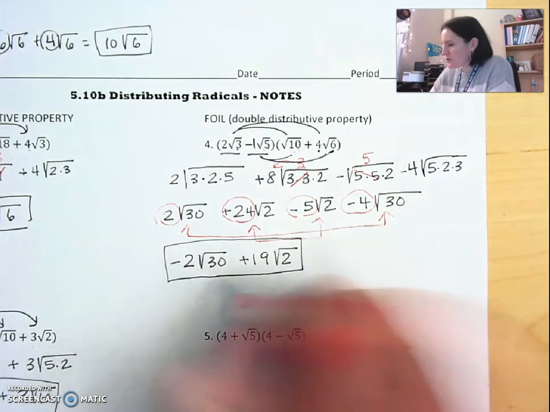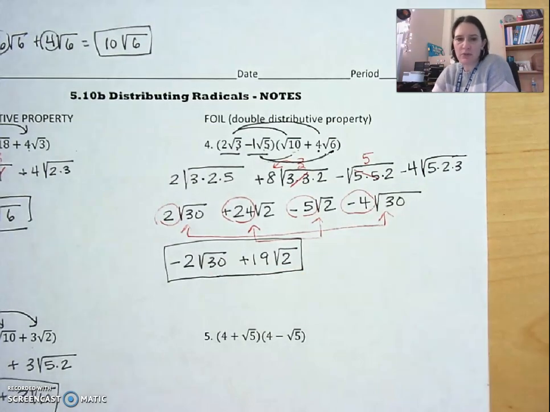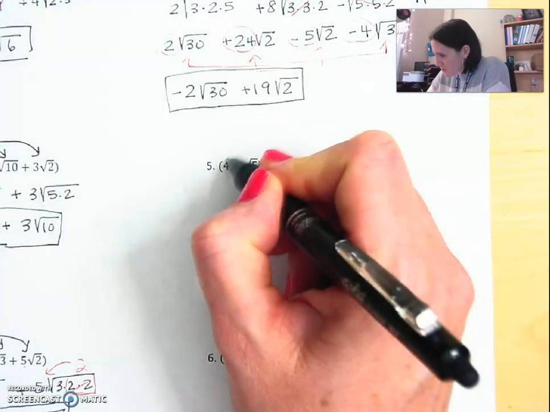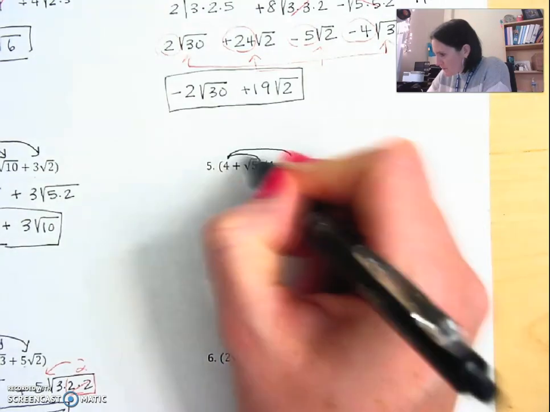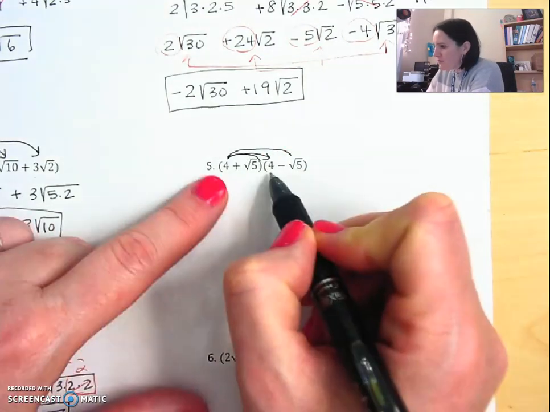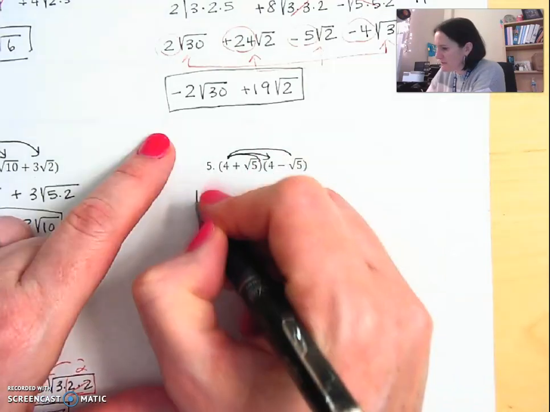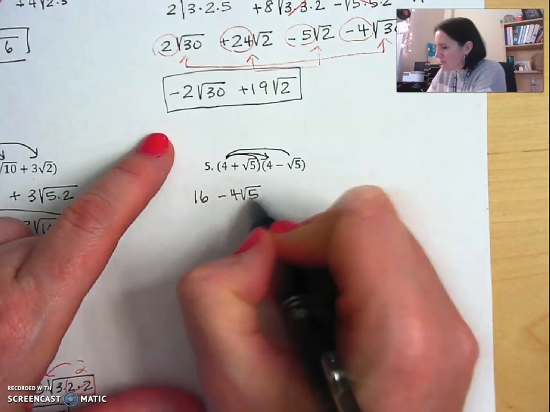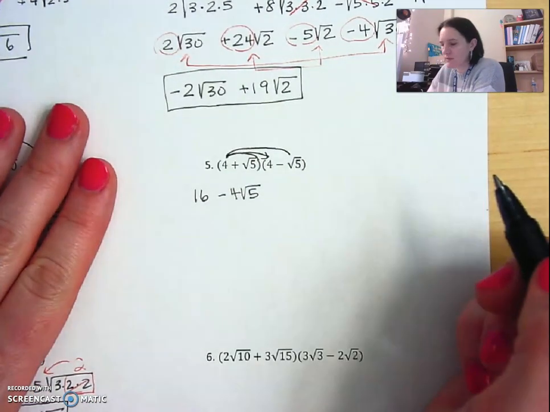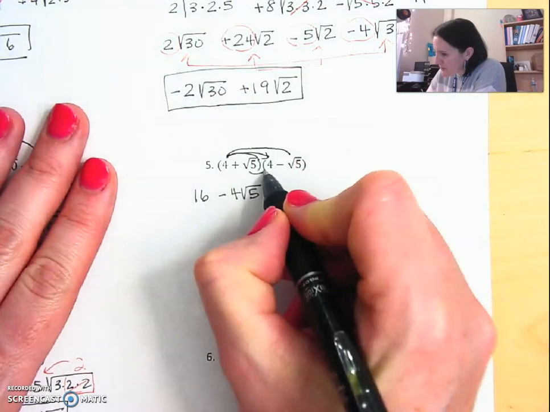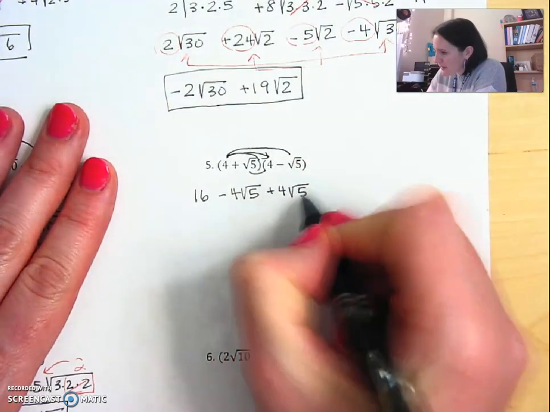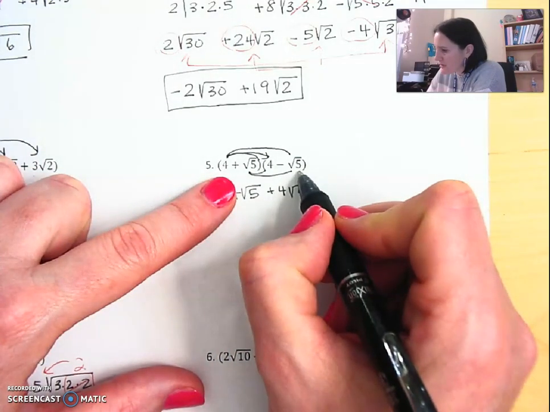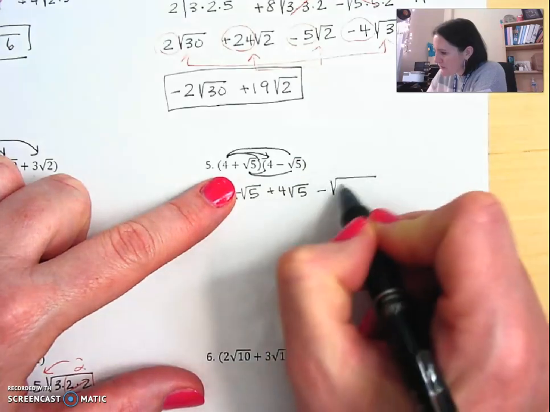So pause the video and try 5 and 6 before you watch the rest. All right, so number 5, we are going to start by distributing this 4. So 4 times 4 is 16. 4 times negative radical 5 gives me negative 4 radical 5. Now distribute square root of 5. That gives me positive 4 square root of 5. And then positive 5 times negative, or positive radical 5 times negative. So that's negative radical 5 times 5.